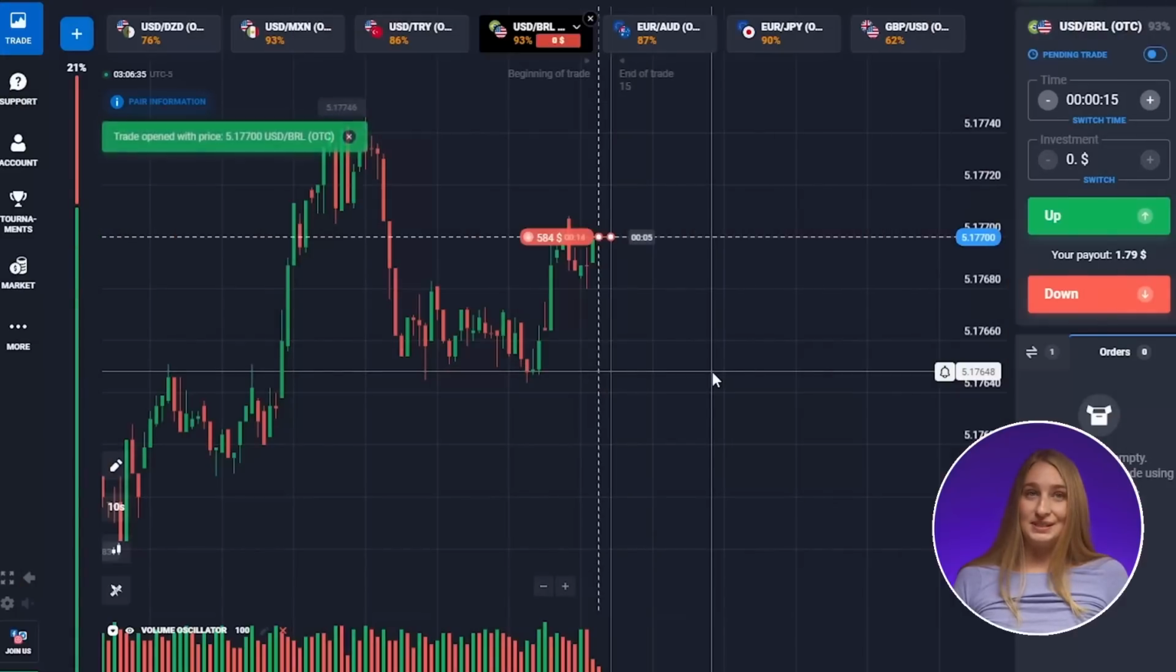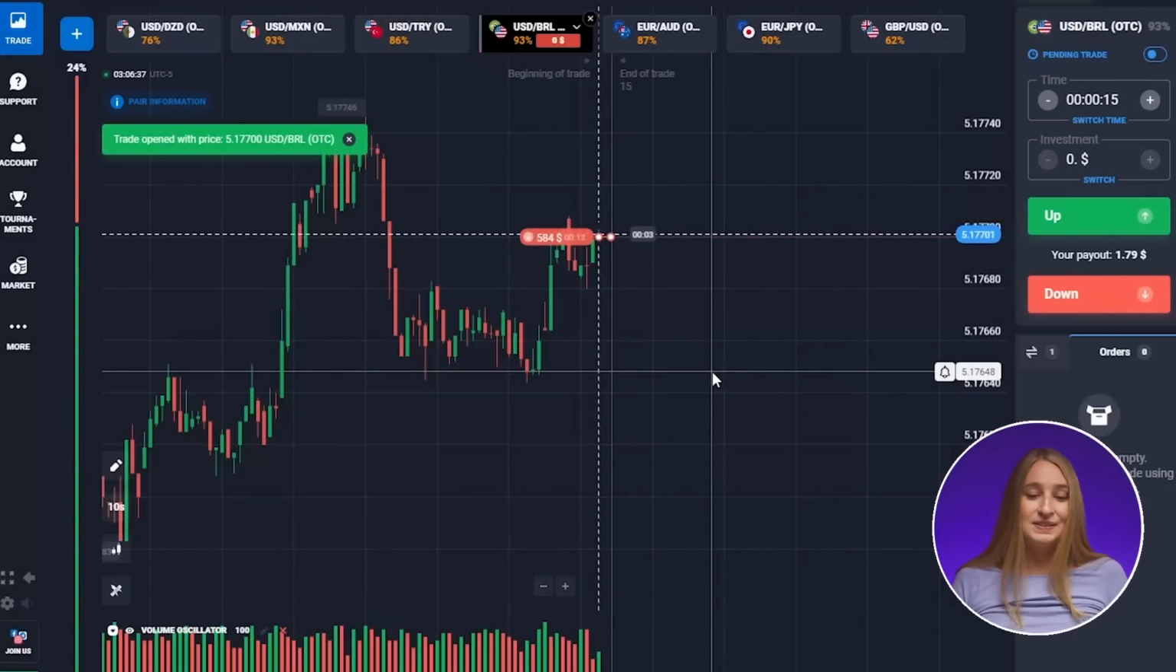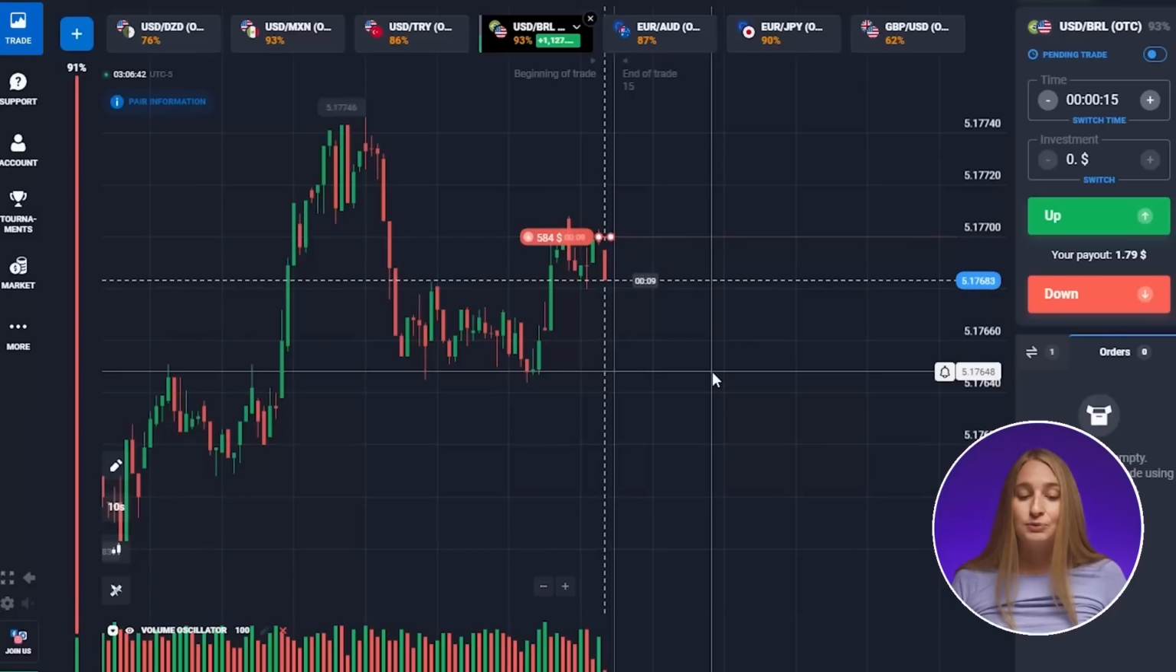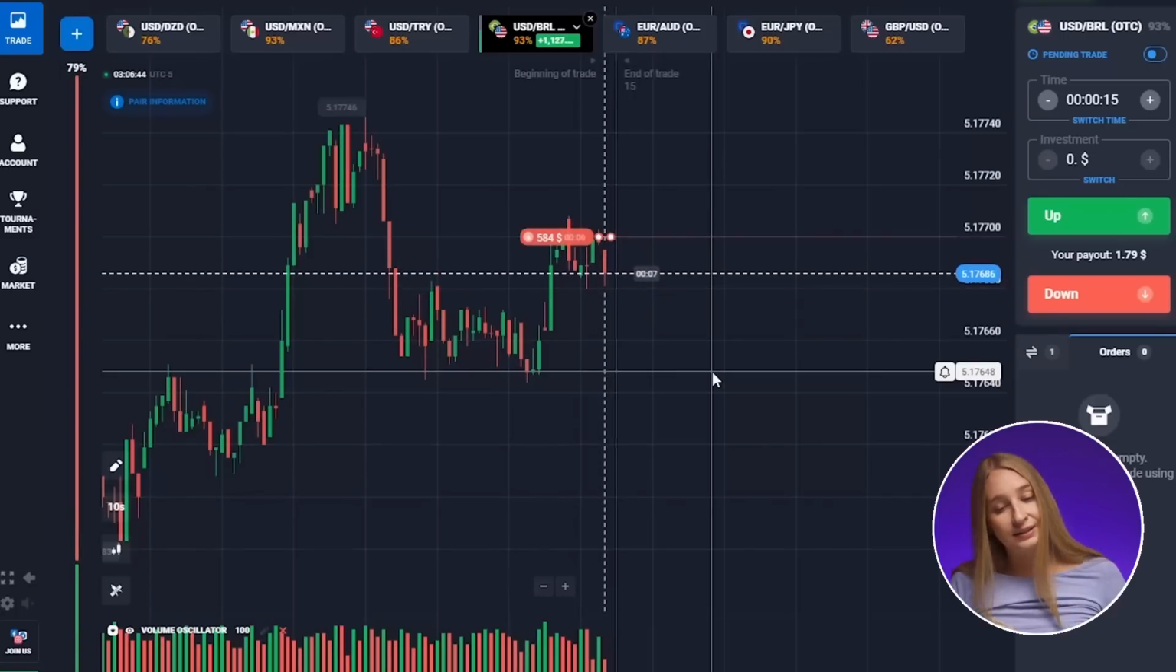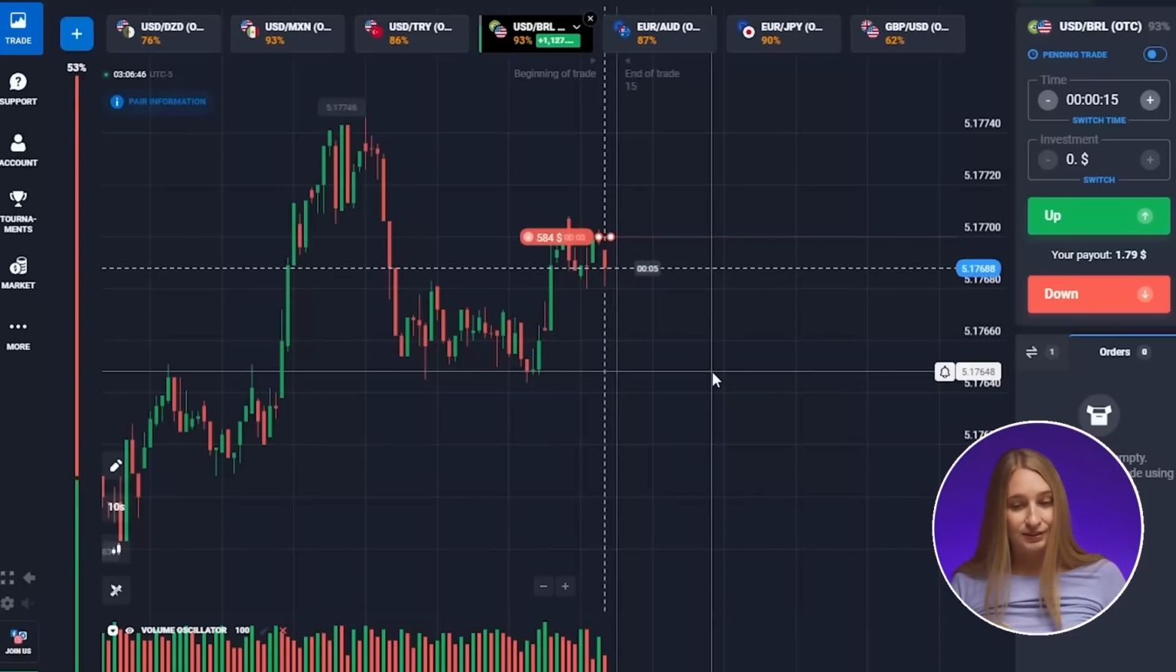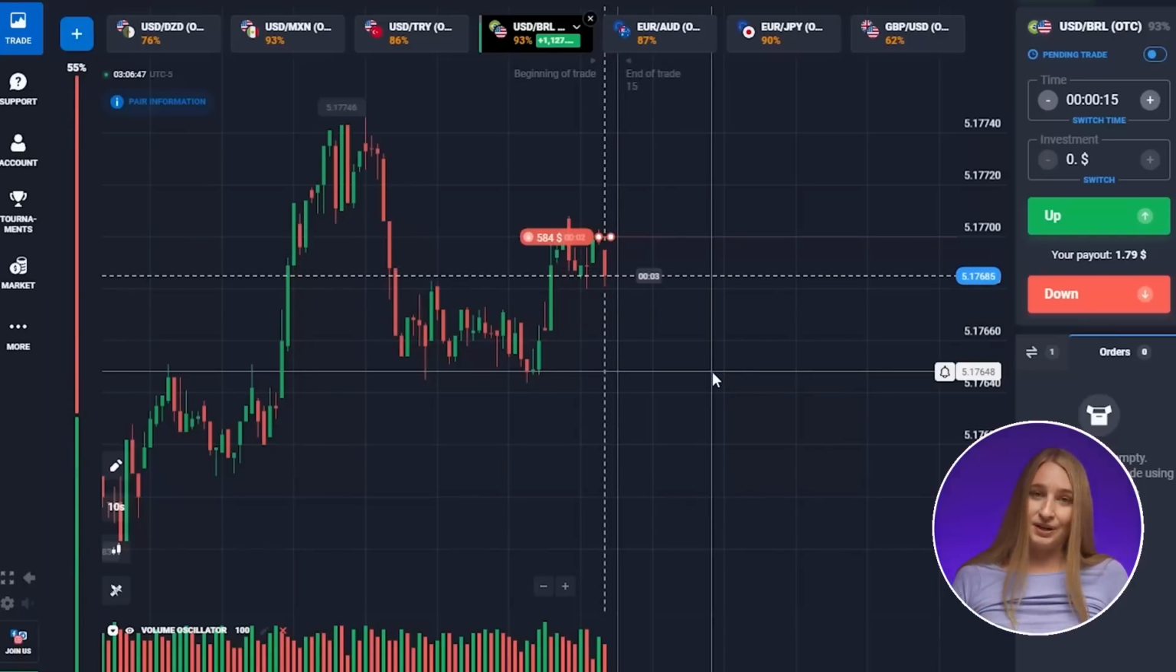I'm opening down in this case, so everything here is quite simple. Even a beginner will understand. We form several red candles on this indicator and, respectively, the price goes down.